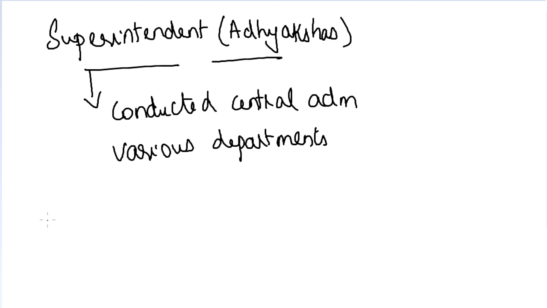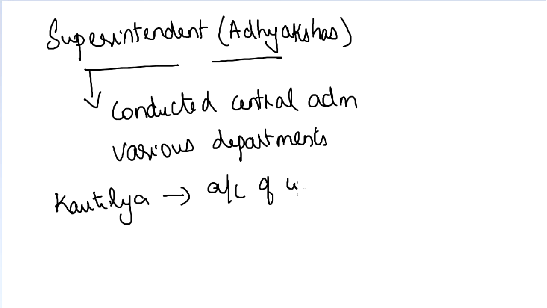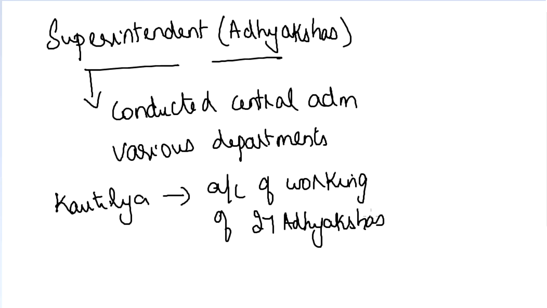Kautilya, in the second book of the Arthashastra, gives an account of the working of nearly 27 Adhyakshas. Different departments were managed by them, and Kautilya gives a list of the working of almost 27 Adhyakshas. That was given in the Arthashastra by Kautilya.